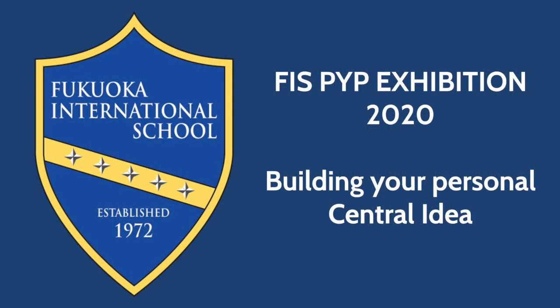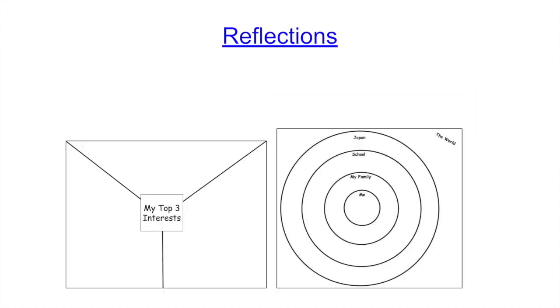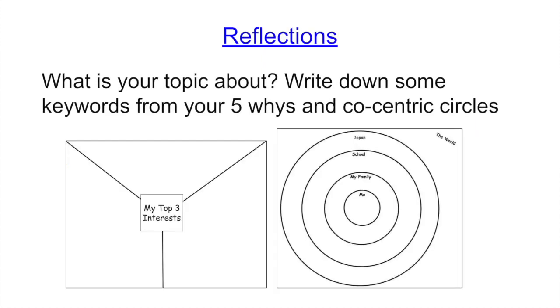I'm going to go over the slideshow that will help us to develop a central idea for our personal exhibition. We're going to go through it together, but feel free to go through it on your own or to ask me questions. So we will need to use our reflective skills and our thinking skills, as well as our communication and collaboration skills. We can use our reflections to write down some keywords from our 5 whys and concentric circles. This you should already have done, but if you would like to add some more keywords at any point, please do so.